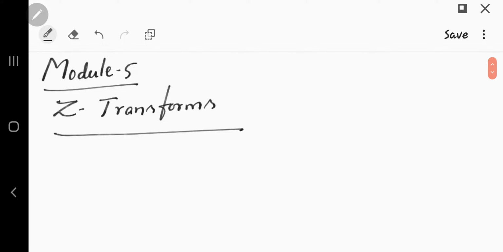Hello students. So in the previous video we discussed the discrete time Fourier transform and its properties, and we took some examples, some basic problems and some problems using properties of DTFT that we have solved. And in this video we'll start the new topic, that is Z transforms. So this comes under module 5.